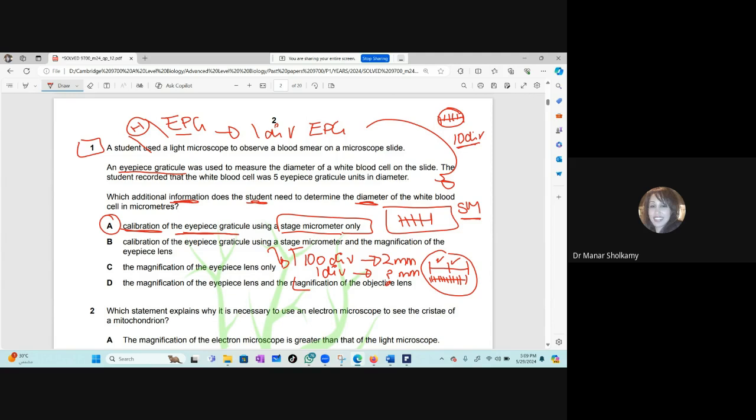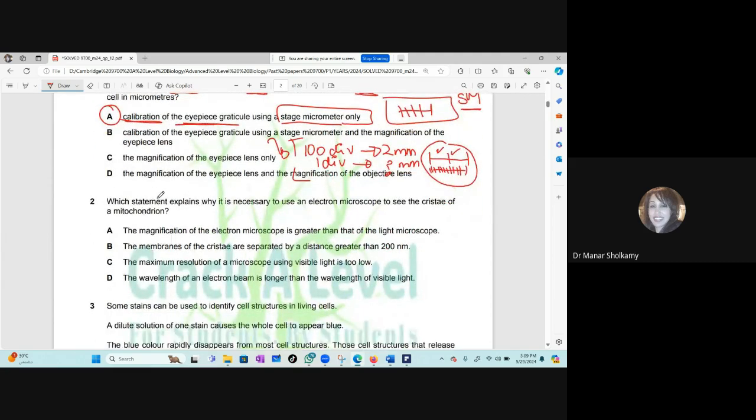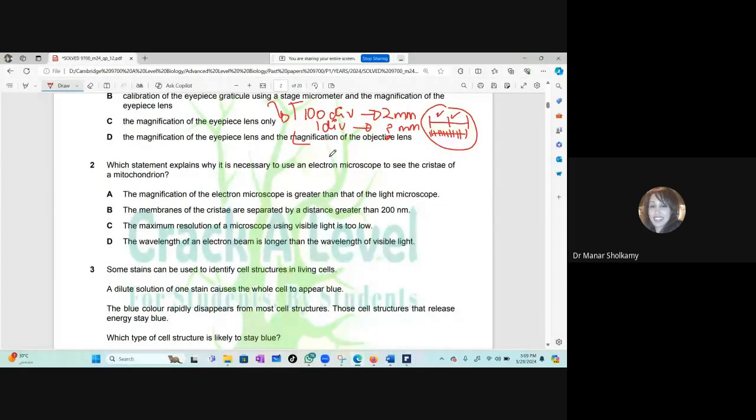Now let's read two. Which statement explains why it is necessary to use an electron microscope to see the crista of a mitochondrion? The magnification of the electron microscope is greater than that of the light microscope, or the membranes of the crista are separated by a distance that is greater than 200 nanometers, or the maximum resolution of a microscope using visible light is too low, or the wavelength of an electron beam is longer than the wavelength of visible light.